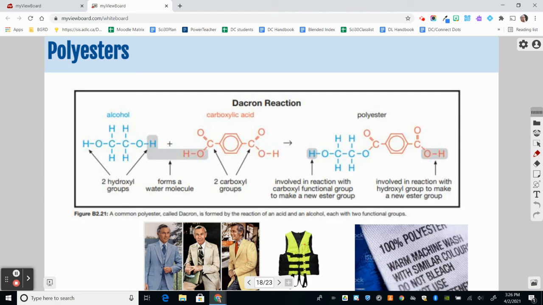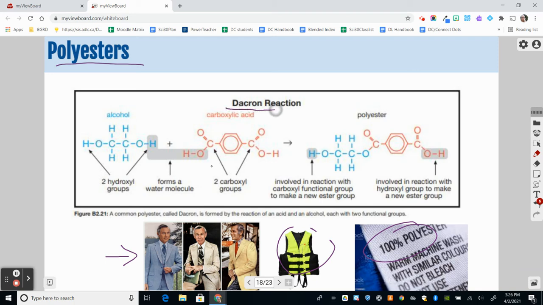Okay, so another use of esters is in polyesters. You probably own something that's polyester. Look on the tags of all your clothing, you'll find something. Life jackets, these fabulous suits. So polyester is used in a lot of different kinds of clothing.